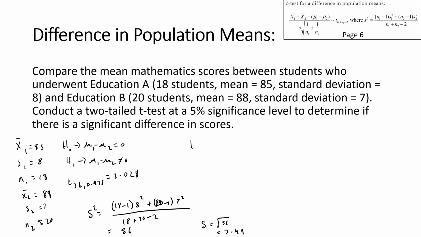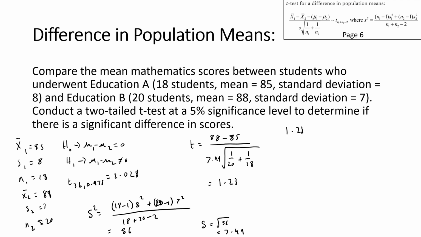And now we can finally calculate the t value. So t is equal to x bar 1 minus x bar 2. Or we can even swap that round, it doesn't really matter. I'll do that so our value is positive. 88 minus 85 over s, which is 7.49, times the square root of 1 over 20 plus 1 over 18. And this gives us 1.23.